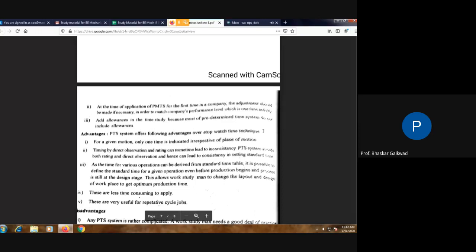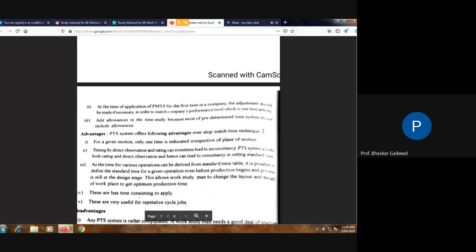They are less time consuming to apply. So here less time is required as compared to other time study or work sampling. If you want to apply this predetermined motion, what do we actually require? Take one standard table and start. For this motion, this much time. For this motion, this. Less time will get consumed.